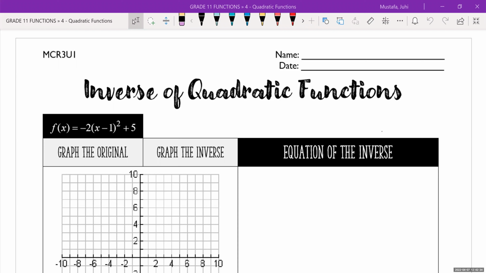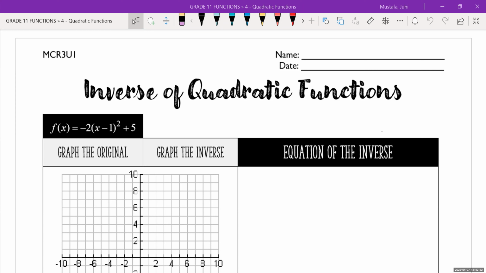So, inverse of quadratic functions. Last class, we were talking about inverse. We went through how to figure out the inverse of something if I give you the graph, how to figure it out algebraically by switching the x and y, and we just introduced the topic. Today, because this whole unit is on quadratics, it's all about the parabola, we're going to talk about the inverse of a quadratic function.